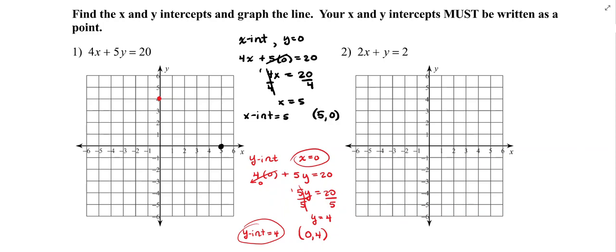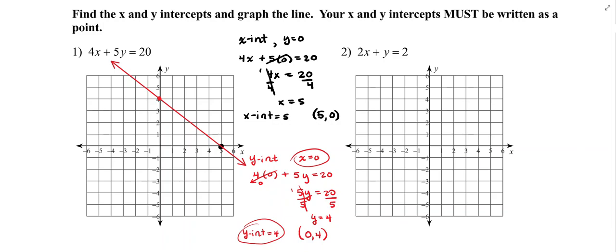Okay, and then we put a line going through them, to the best of our ability, with this program being a little temperamental. There we go. Oh, that was pretty good, if I say so myself.